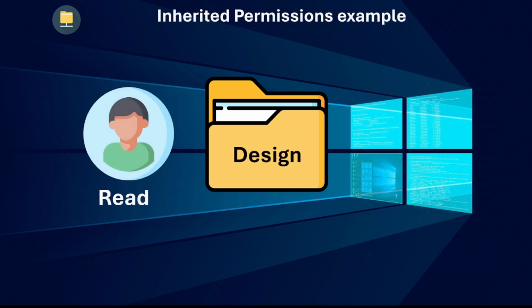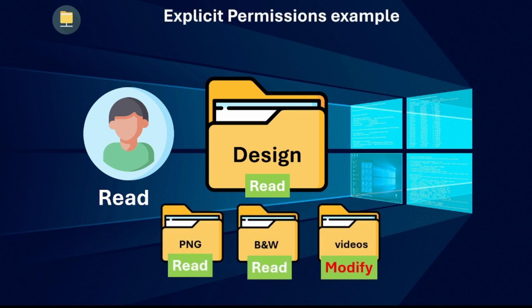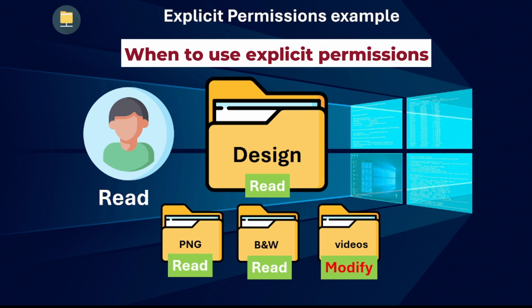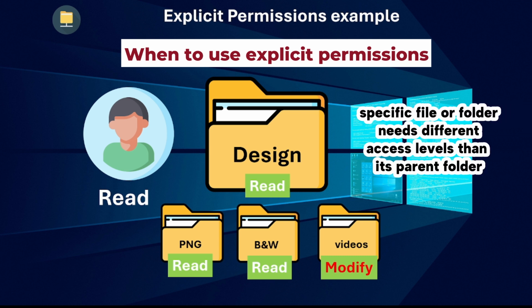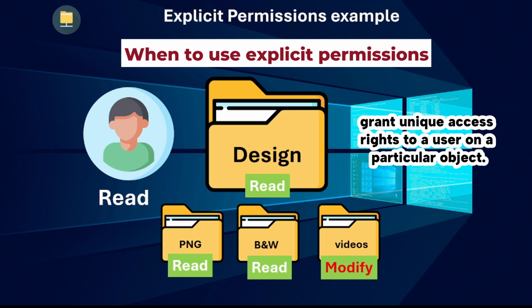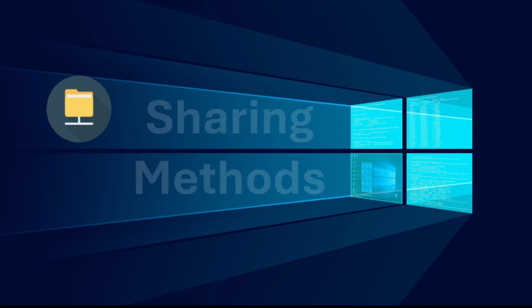Here's an example of inherited permissions. If you give read access to a user on a main folder, all subfolders within that folder will automatically inherit the read permission unless explicitly changed. So when do we use explicit permissions? We use them when a specific file or folder needs different access levels than its parent folder, or to grant unique access rights to a user on a particular object. We can also disable inheritance by selecting the Disable Inheritance button. I'm going to show you later in the hands-on section how to do this step by step.